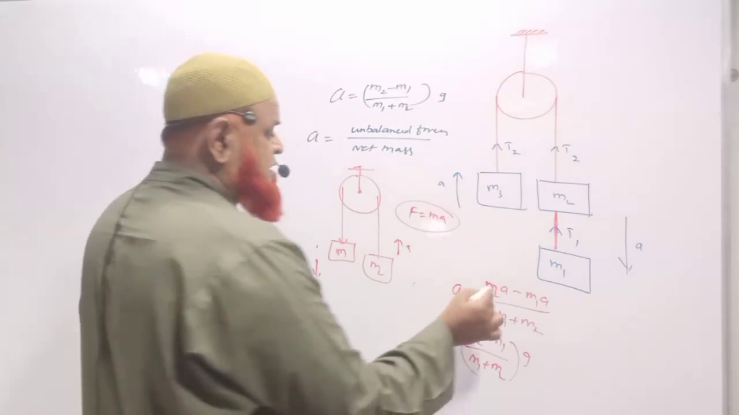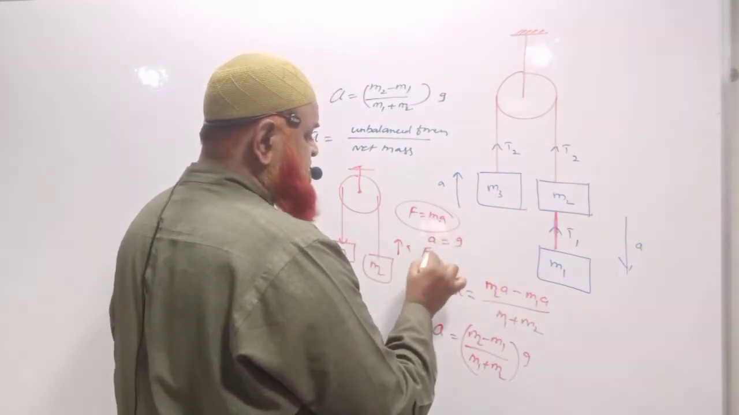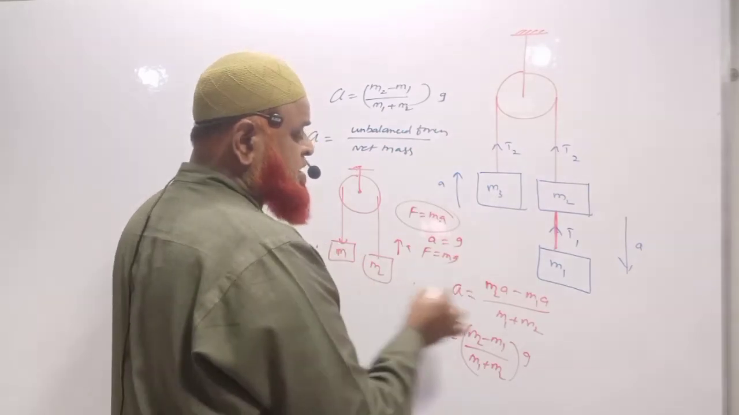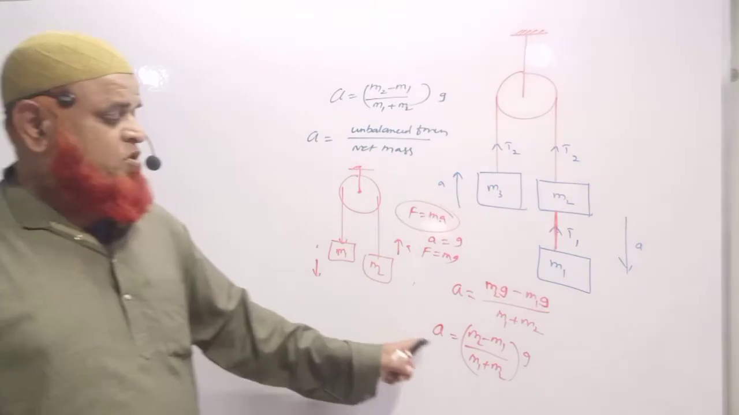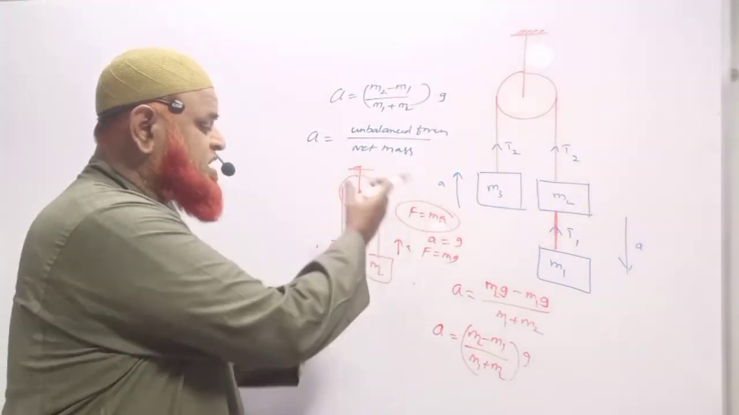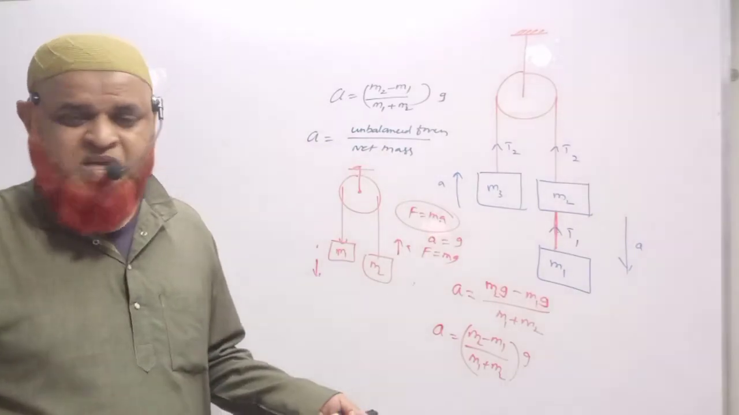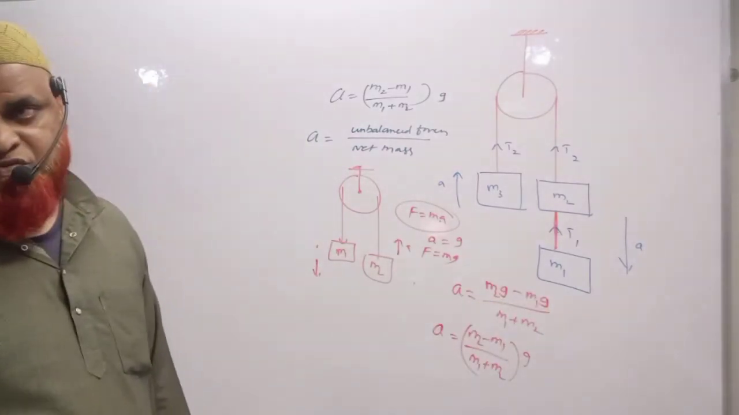Okay. So here, force means MA. A means g, you can write. F is equal to mass into gravity here. So instead of writing acceleration, you can just write g. Take that g common. It will be getting like this, because these two forces are influenced by gravity only, no? That's why (M2 minus M1) into g by (M1 plus M2).